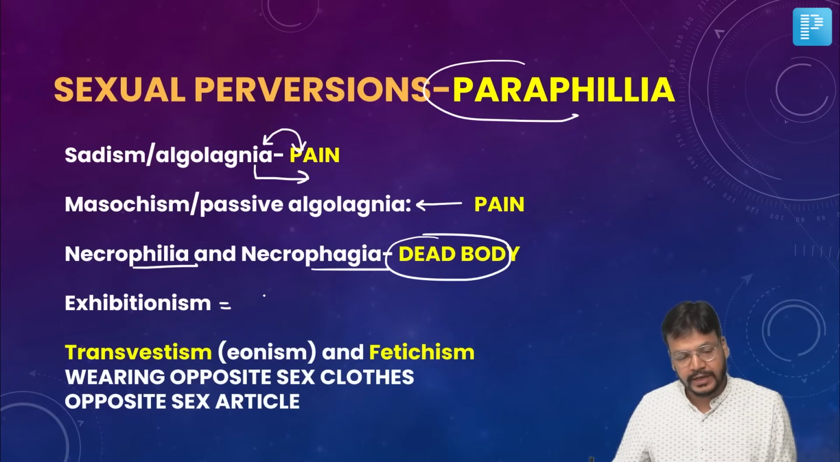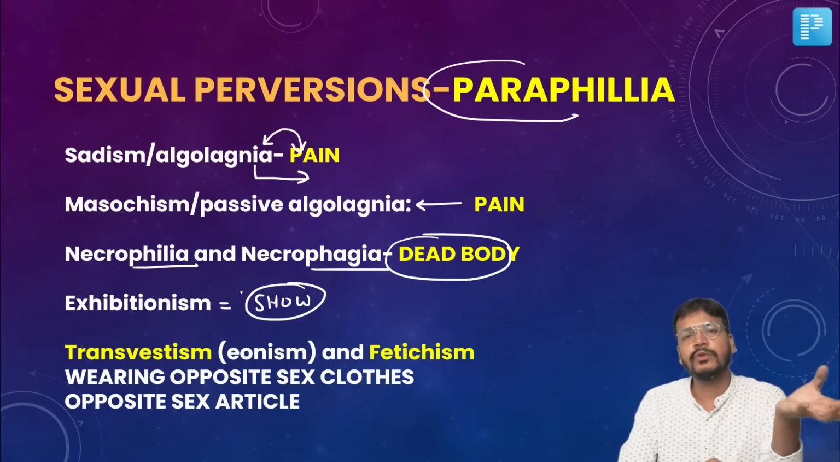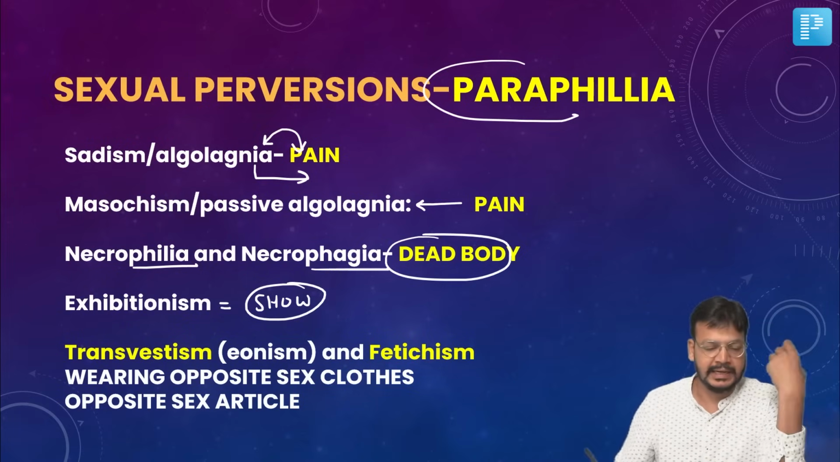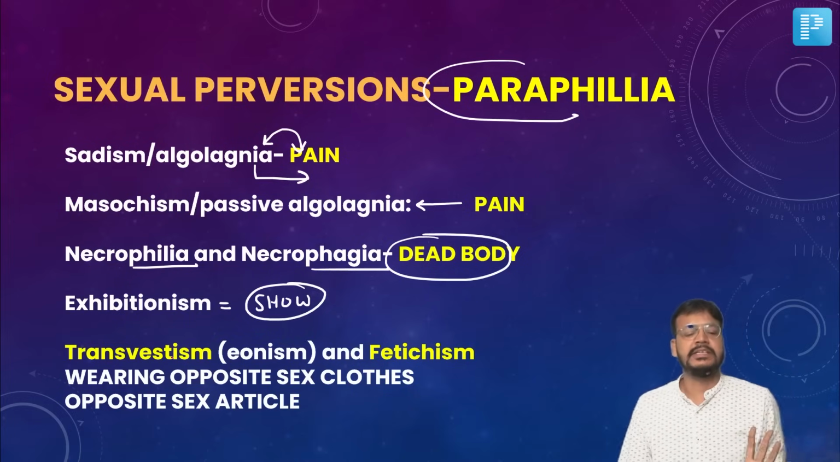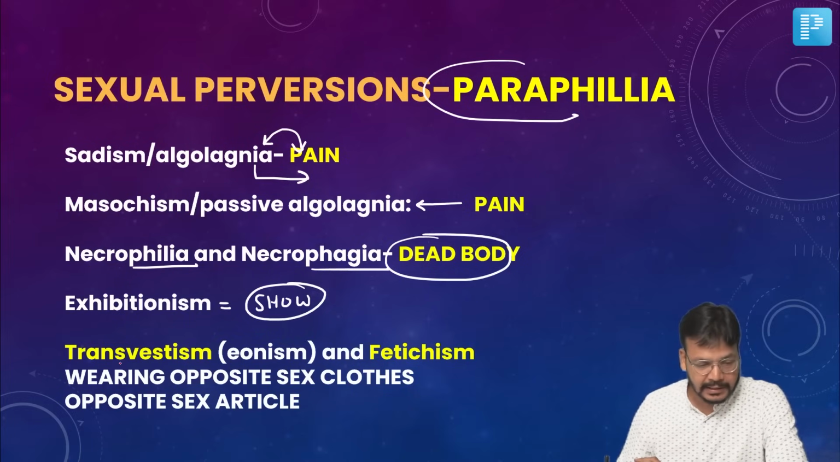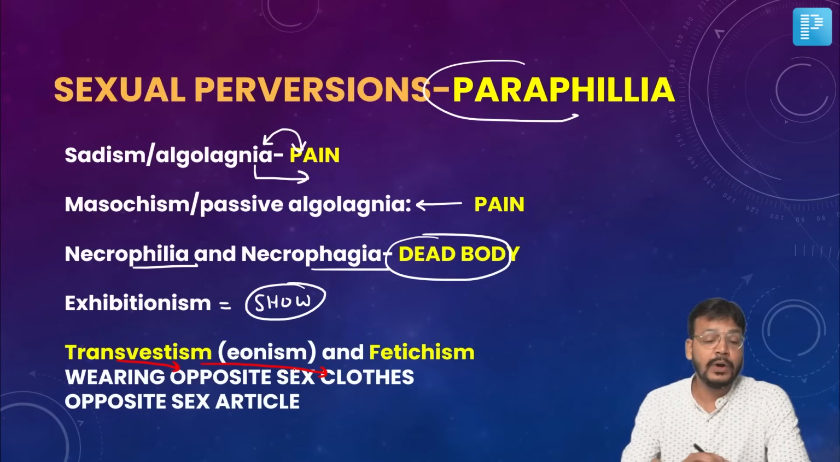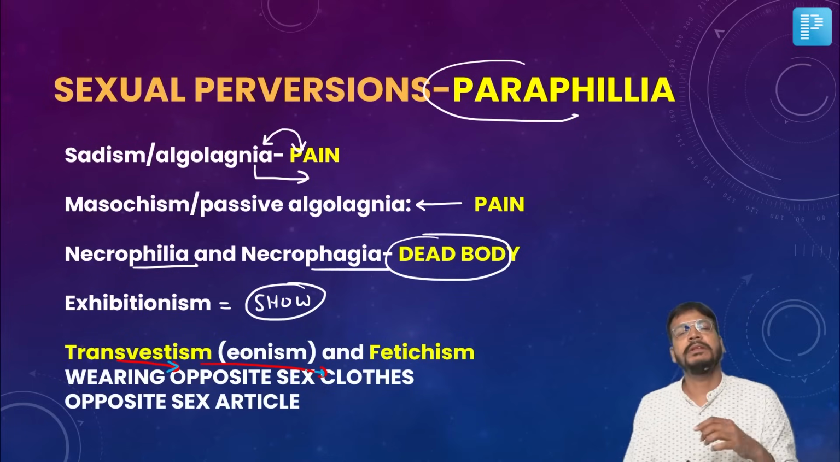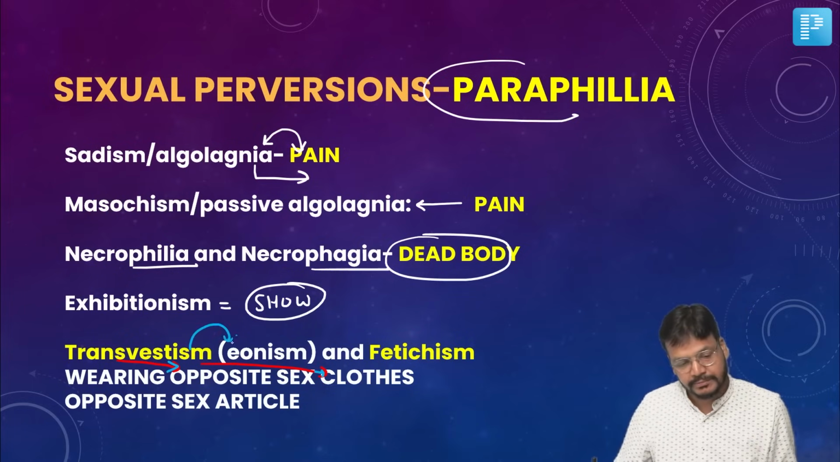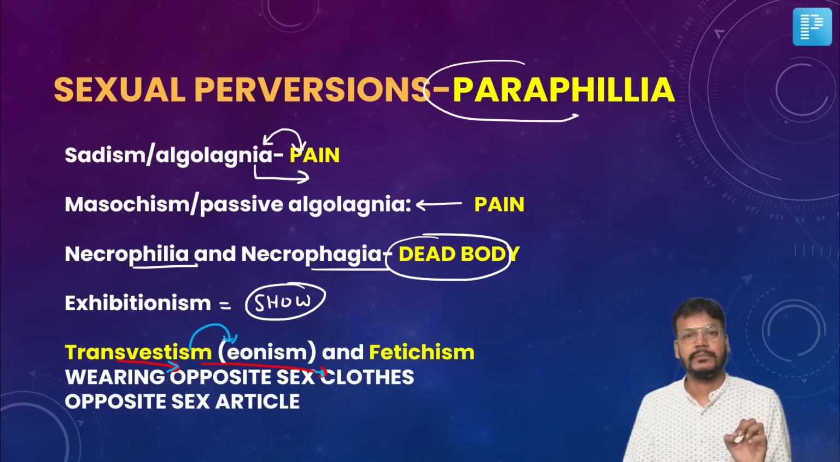If you are showing your genitalia, your private part, to someone, it is exhibitionism. Now listen very, very carefully, sir. Transvestism. So what is the meaning of trans? Trans means opposite. Vest means clothes. If you are wearing opposite sex clothes, it is known as transvestism. And transvestism is also known as eonism.